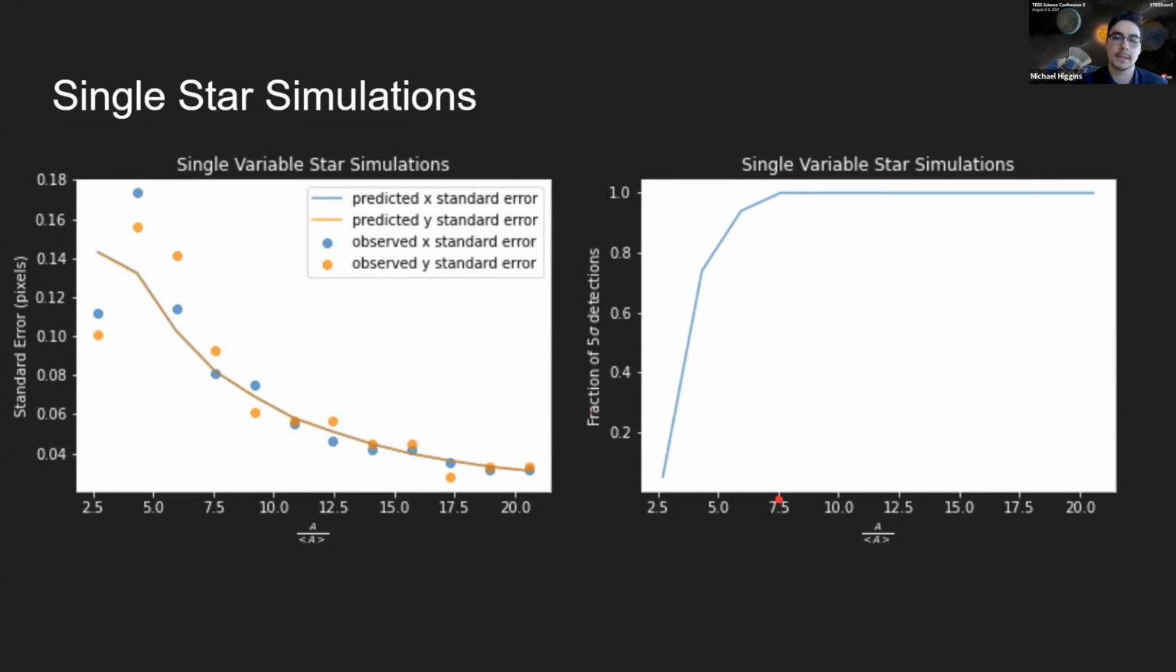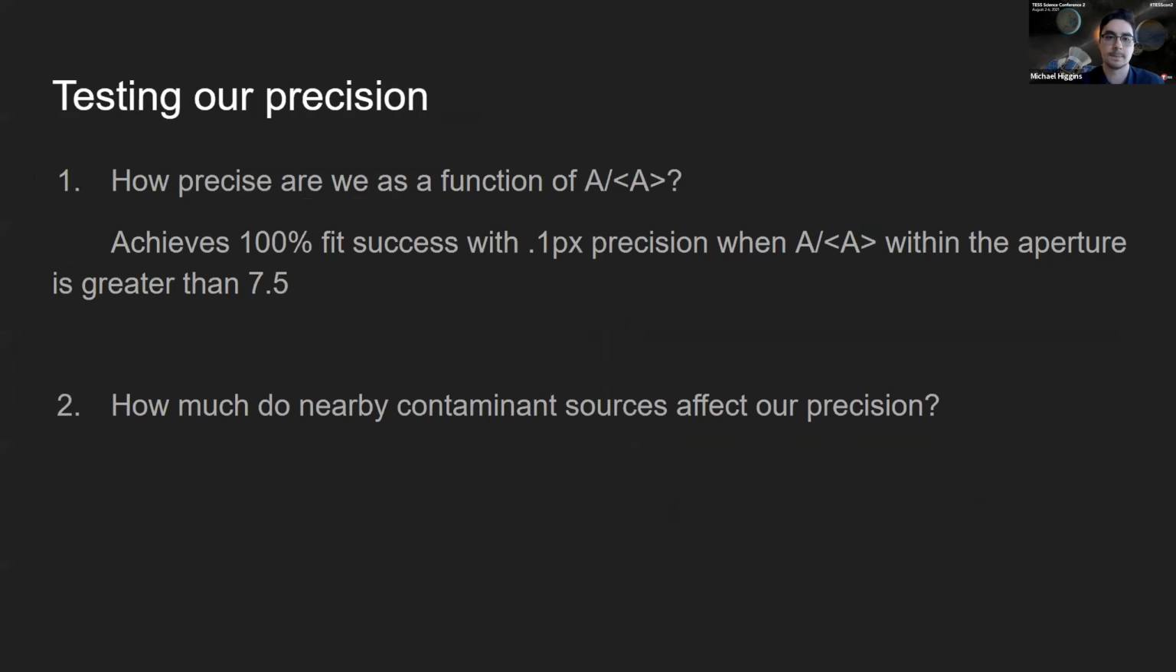Then on the right, we see that we achieve Gaussian statistics for our simulated data at an amplitude over mean amplitude of 7.5. And for reference, for a test image, or light curve and periodogram, a value of 5 for your amplitude over mean amplitude is sort of your threshold for even detecting that signal. So just above the threshold for detecting the signal, we achieve 100% fit success.